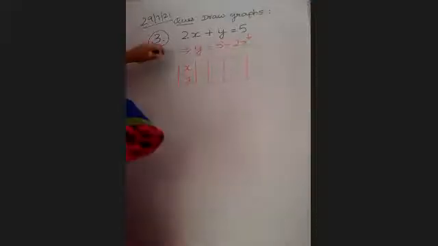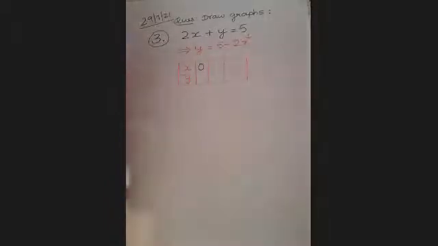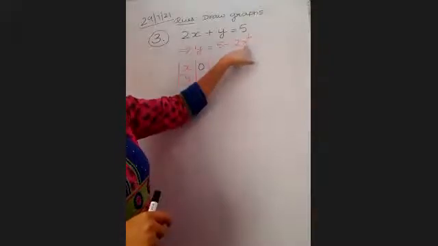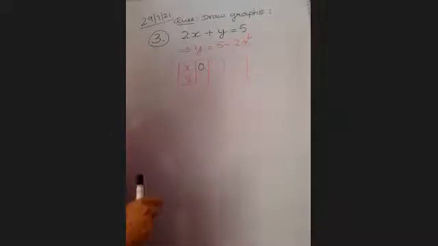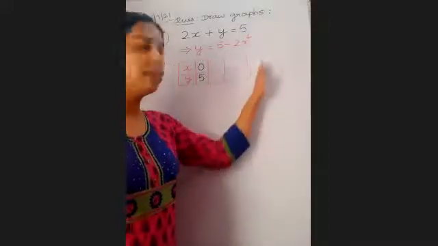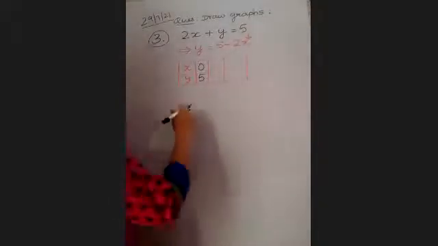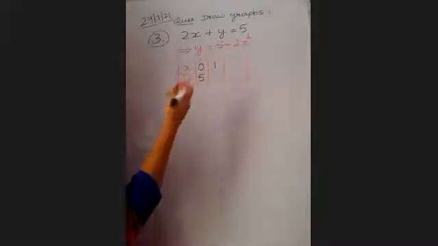For example, let me simply put x equal to 0. If I put x equal to 0, 2 into 0 is 0. So 5 minus 0 would be 5. If you can do it orally, well and good. Otherwise, you can make a table on the side and do the rough work over there. Give me any one value of your choice. Let me take the simpler one.